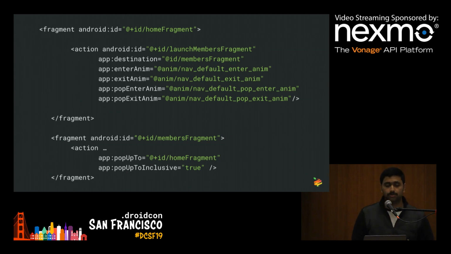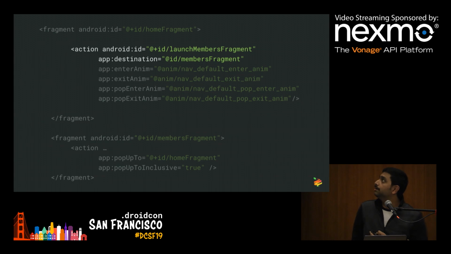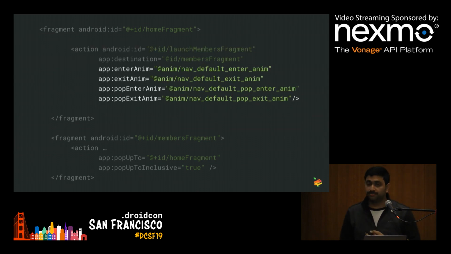And this is how an action would look. Let's get into this deeper. It's a lot of code. Here we have an action called launch members fragment, and that's inside the home fragment destination. We want to open up the members fragment, so we specify the ID and the destination here. And then we also specify the animations. As I said, the actions contain the animation behavior as well. So we can specify an enter animation, an exit animation, and the animation that you want when a pop operation is performed and you come back to this destination.